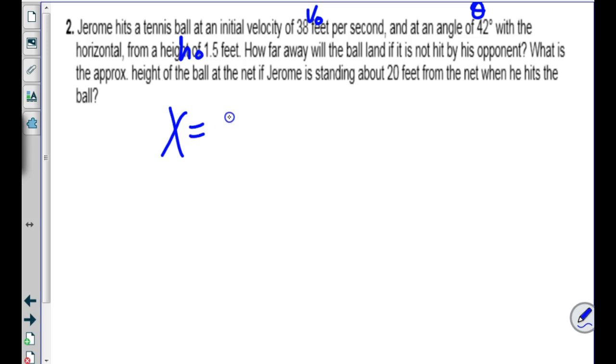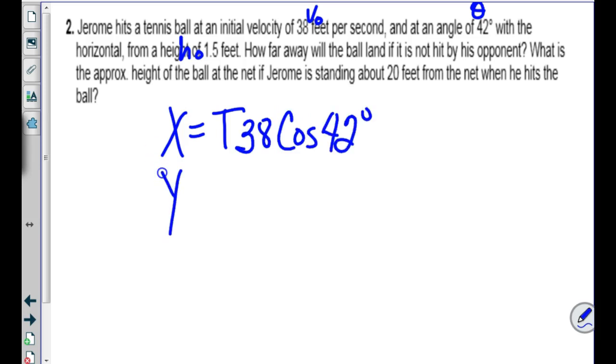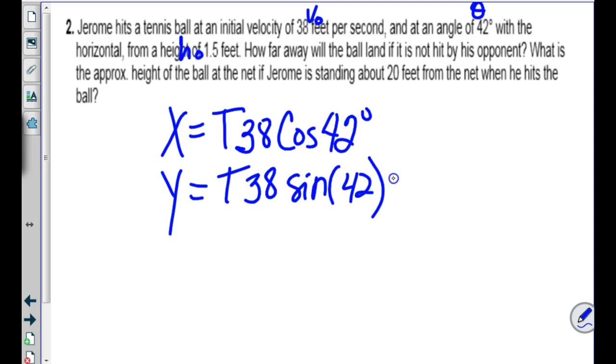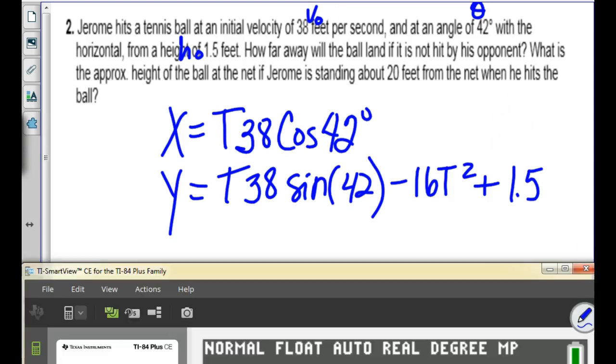You go to the reference sheet, it says you put in T times V sub 0, which is 38, times the cosine of the angle of 42. For y, you put in the same thing with the sine, and then you do minus 16t squared plus initial height of 1.5. Please do this. I know it's almost the end of the day, but you need to practice this one more time.